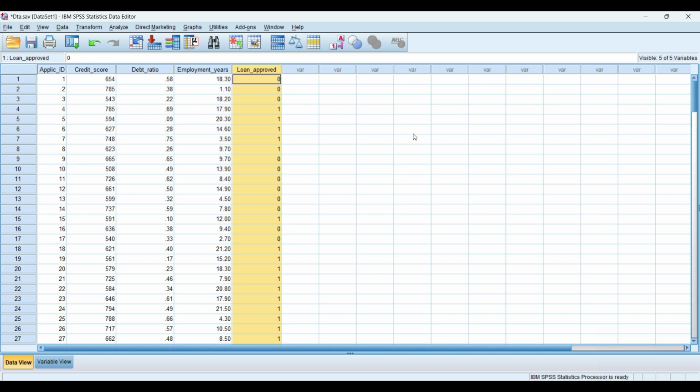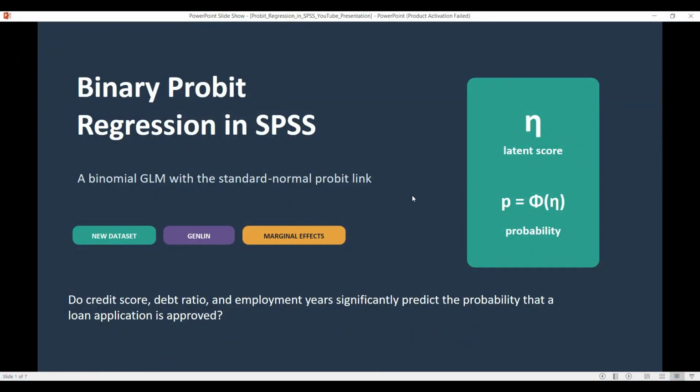So first of all, before performing the Probit regression in SPSS, we need to consider some important points in our presentation. So we are going to do binary Probit because we have a binary dependent variable with yes and no. So that is why we set our research question as: do credit score, debt ratio and employment years significantly predict the probability that a loan application is approved? So this is our research question. So we will test the research question.